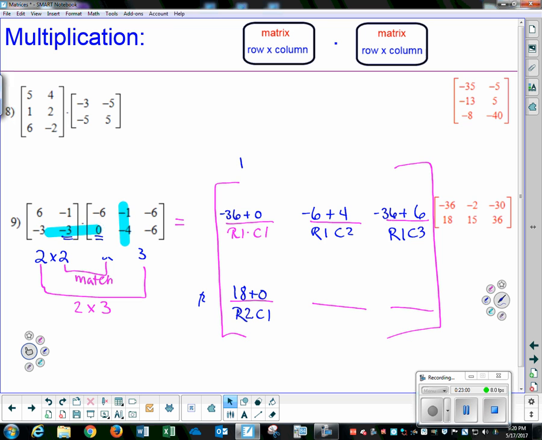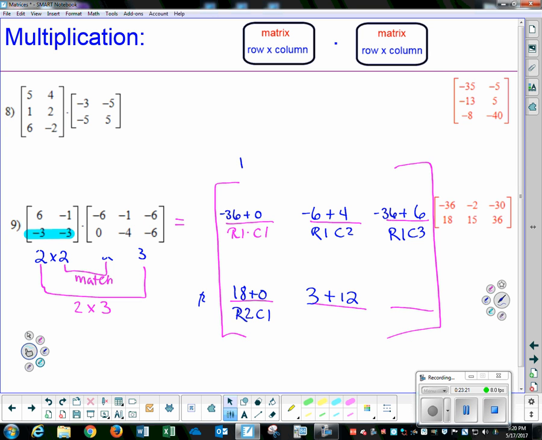Row 2, column 2. -3 times -1 gives me 3. -3 times -4 makes +12. Okay, and one more. Row 2, column 3, -3 times -6 makes +18.